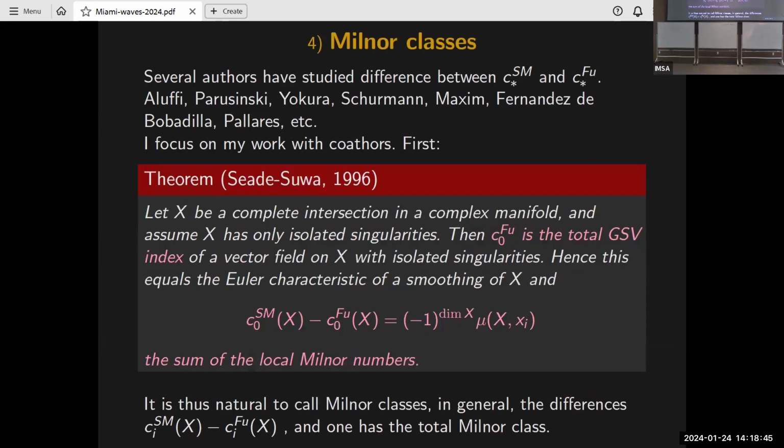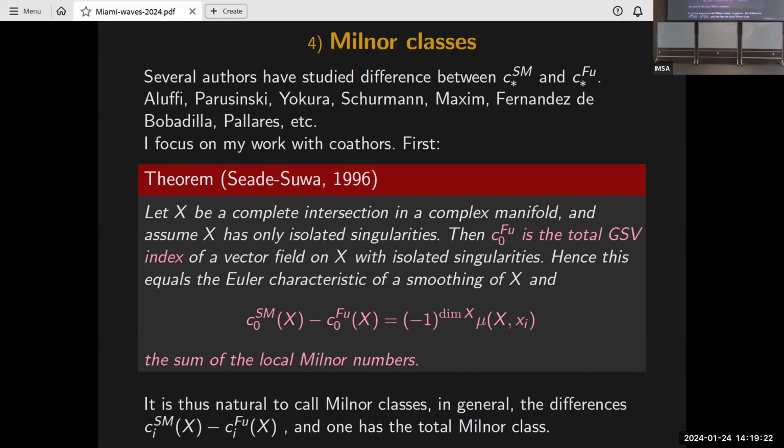So in the simplest case, we have the following theory. If you have a complete intersection with only isolated singularities, then the zero degree Fulton class differs from the zero degree Chern-Schwartz-MacPherson class by the sum of the Milnor numbers. In general, when you have non-isolated singularities, you look at the difference of the Fulton classes and the Chern-Schwartz-MacPherson classes, and you have one difference in each dimension from zero to that of the singular locus.